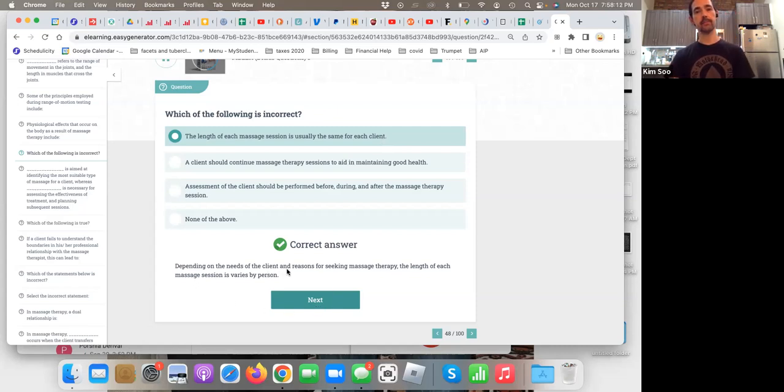Depending on the needs of the client and the reasons for seeking massage therapy, the length of each massage session varies by person. Now, you will find settings in spas, for example, where they have what is called a menu of services. Dig that term. Who deals with items from the menu? Servers. We are not servers.